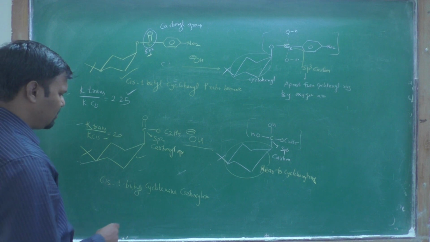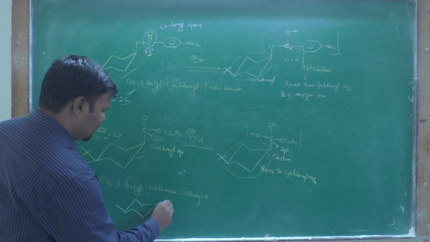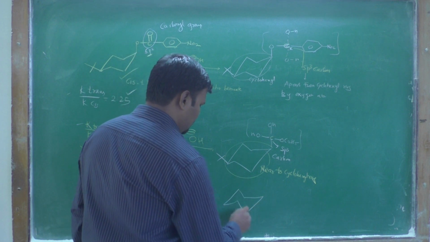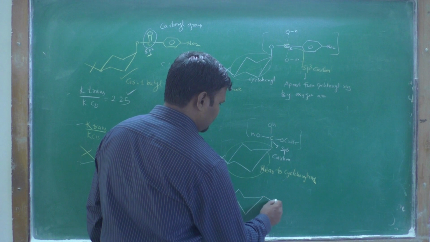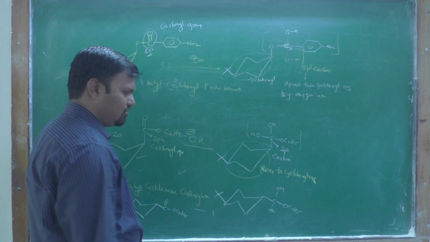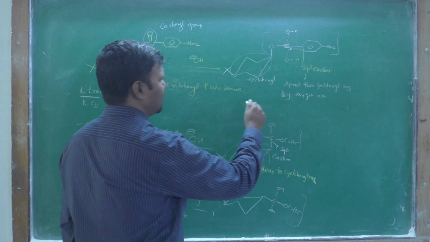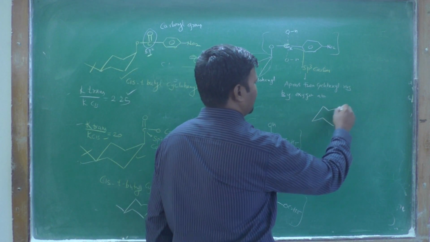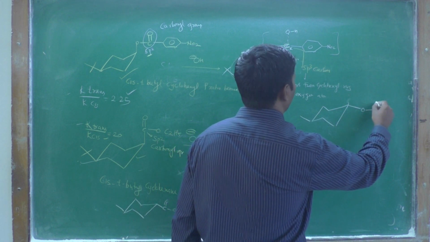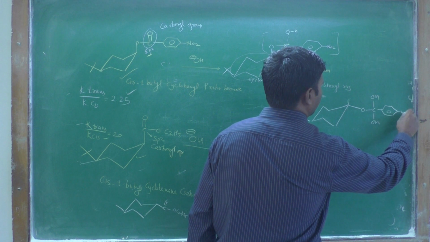When you have the trans isomer for this, you will obtain the trans product. Remember that. In this case also there is a transition state. If you have the trans isomer, you obtain the transition state like that.